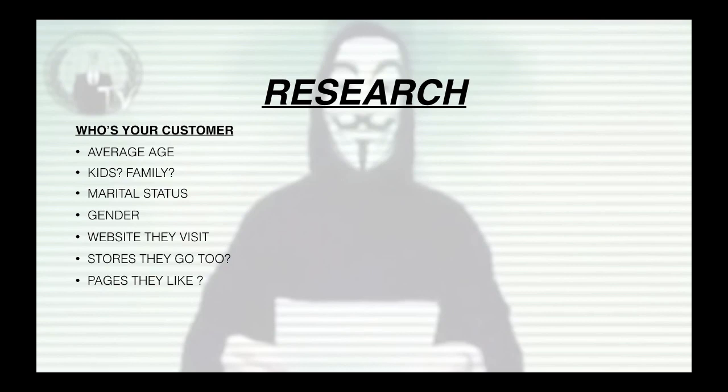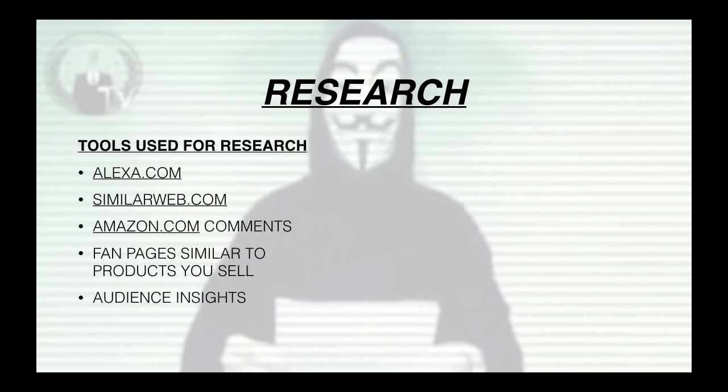You want to look at some of your competitors. In this example, I'm going to get into the pet market, okay? So if they're buying pet products, what pages are they visiting, okay? So how do we get this information? I'm going to show you a few tools that you can use to get this information. Tools used for research: Alexa.com, SimilarWeb.com, Amazon.com by looking at the comments, fan pages similar to the products you sell, and then the audience insight tool. Okay, let's get into each of these tools.